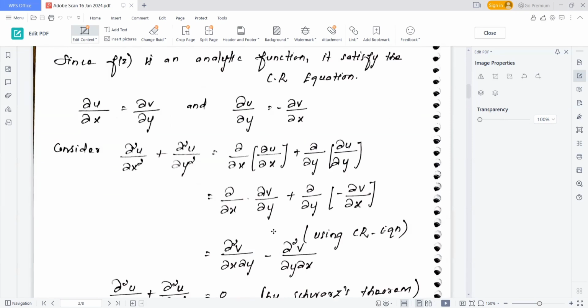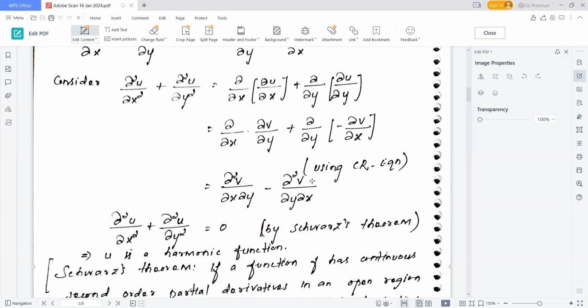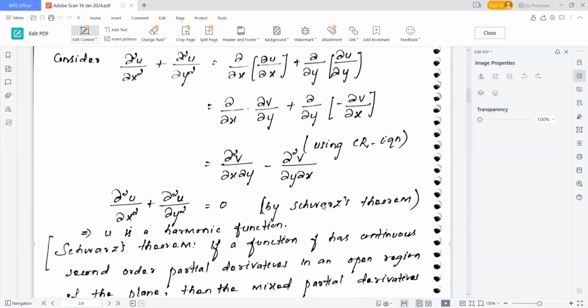So it is equal to ∂²v/∂x∂y minus ∂²v/∂y∂x. Here we are differentiating with respect to x first and then y. In the first one we are differentiating the function with respect to y, and in the second one we are differentiating the function with respect to x first and then with respect to y second. If both are equal only, the value will become 0. So by Clairaut's theorem, the value of these two is equal to 0.